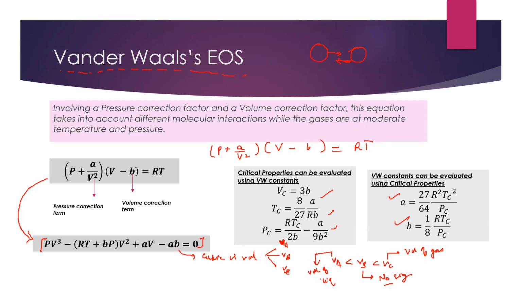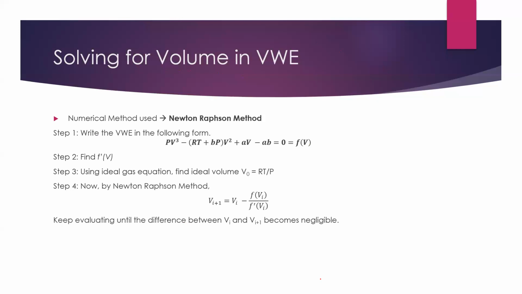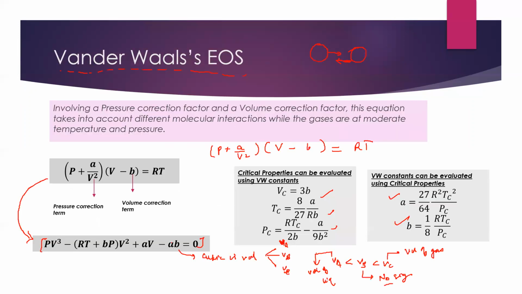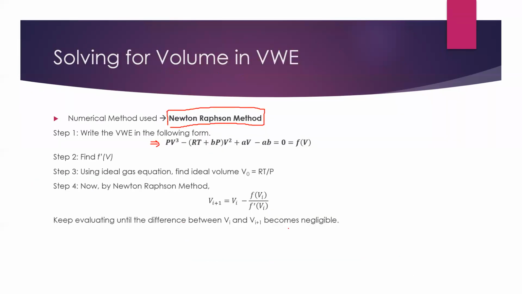In order to calculate the volume occupied by gas, you'll have to solve this equation. And solving a cubic equation is not as simple as solving a quadratic equation, because there you can simply use the quadratic formula. But over here, that's not there. So for this, we are going to use a numerical method, the Newton-Raphson method. In it, I'll first write my Vander Waals equation in cubic form and put it equal to 0.